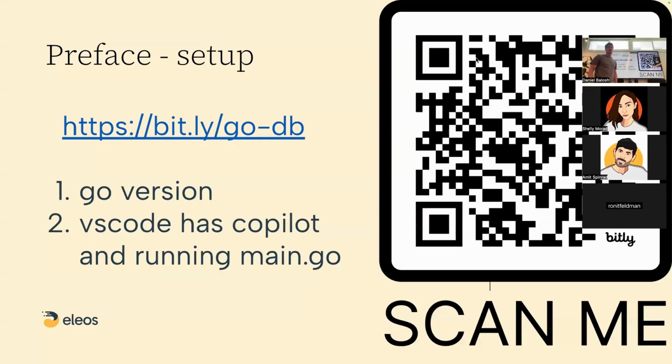Okay, setup. So you can scan it or go to this link and follow the instructions. There is a README there. First, install Go. See that you have a working Go. And then install VS Code and see that you have Copilot installed, integrated, logged in, and you have the Go extension enabled, and you can run the main Go. It's in the README file.